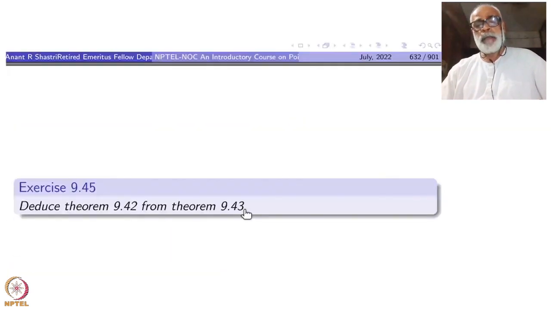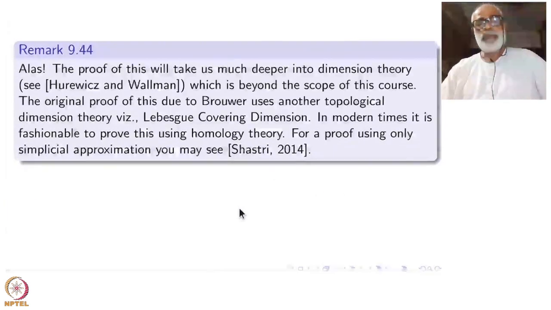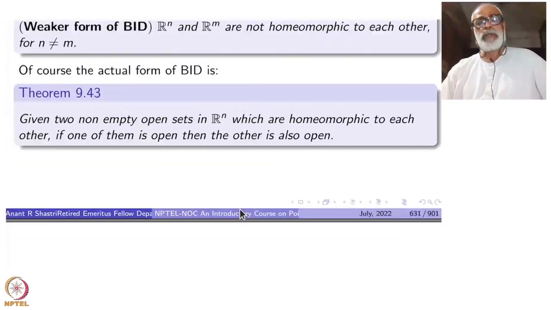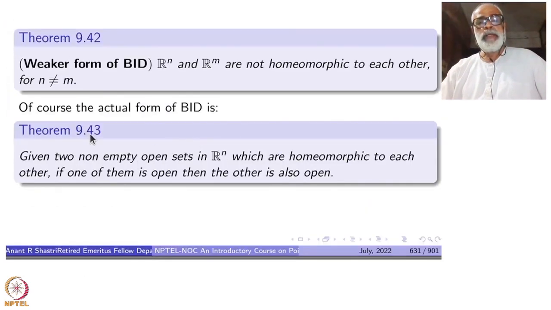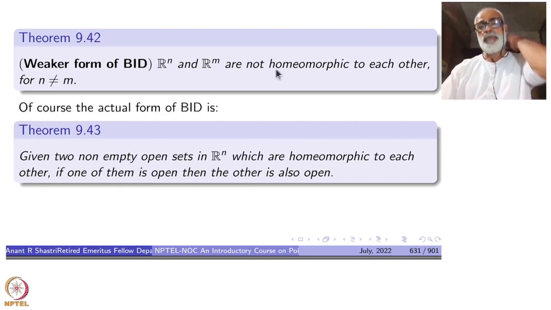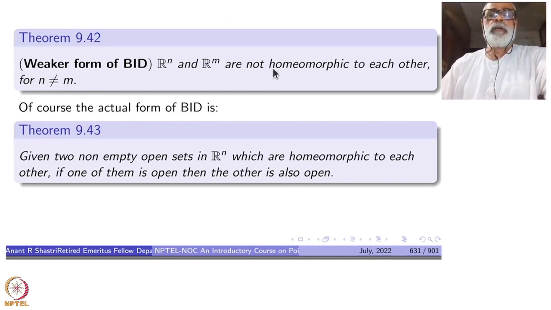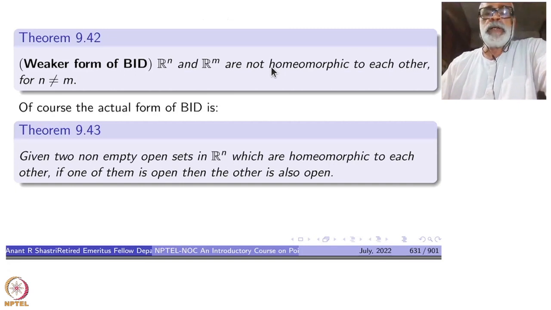So, here is an easy exercise for you. Deduce 9.42 from 9.43. Namely, this I said is the stronger form. So, you assume this and prove this one. We have proved it using the whole thing, using all our two different chapters that we have studied so carefully. But assuming this, you prove this one, that is your exercise.